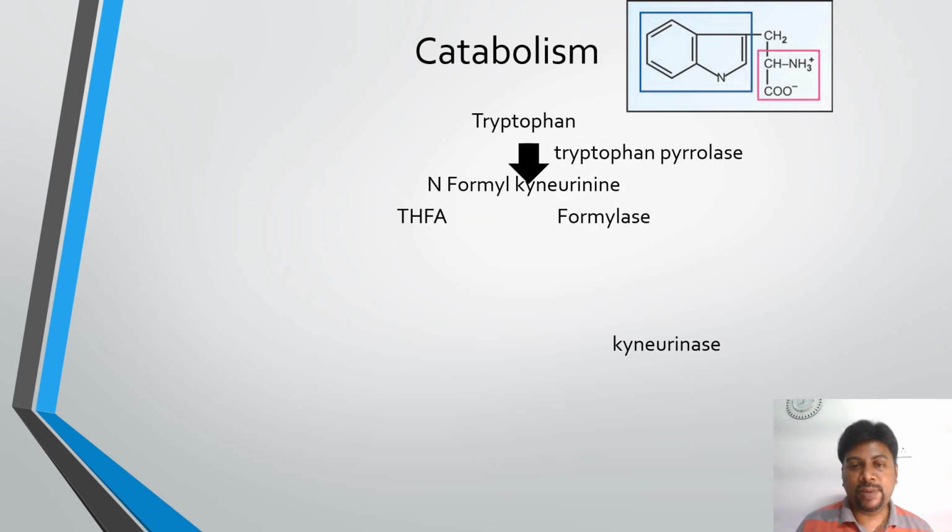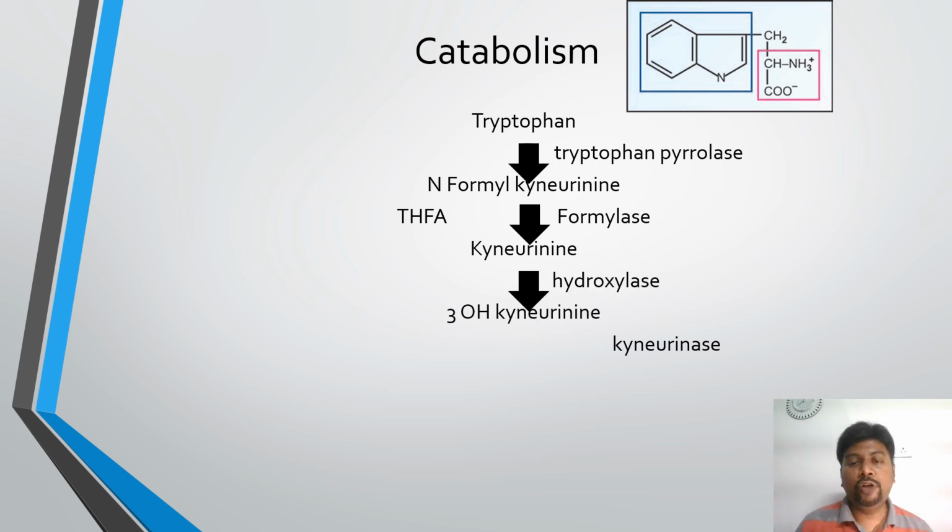Okay, the enzyme formylase will remove the formyl group from N-formylkynurenine and it will be released as formyl tetrahydrofolate, so that N-formylkynurenine will be converted to kynurenine. Next, in the subsequent step, by an enzyme called hydroxylase, a hydroxyl group will be added to kynurenine to form 3-hydroxykynurenine. So once this 3-hydroxykynurenine is formed, the enzyme kynurenase can act on it.